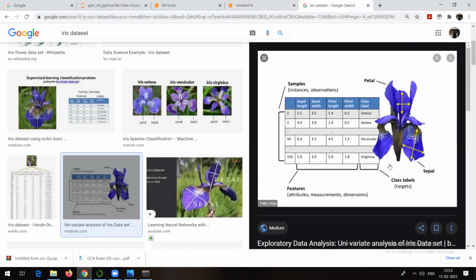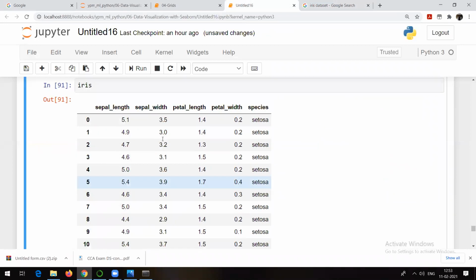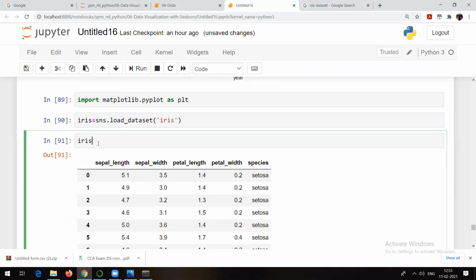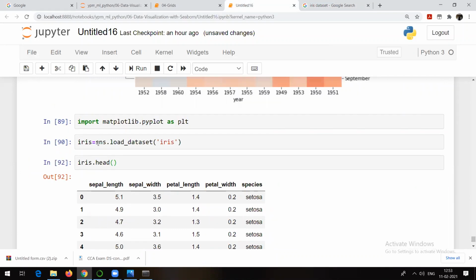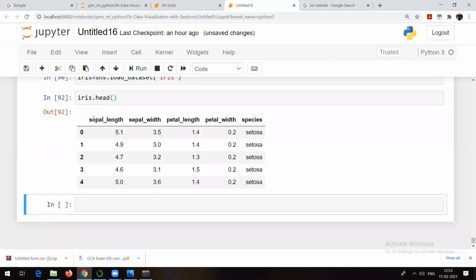So this was just for your understanding. If by chance someone is not aware of this particular data set, just understand this is the meaning of sepal length, petal width, petal length, because I have the same columns in my data set. Based on that data set only, we are going to run the remaining graphs. So let me run a head command here. See, sepal length, sepal width, petal length, and petal width.